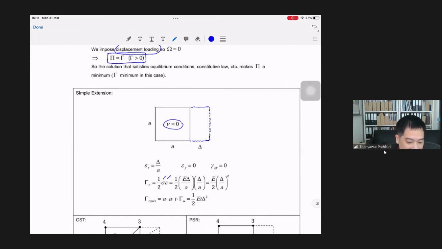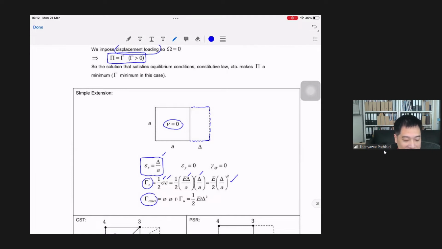And the strain, in this case, you only have one strain component, epsilon x. Based on this strain, you can compute stress by multiplying it with Young modulus. So this is stress, this is strain, and you compute the strain energy density function by computing this. So at any location, you see this strain energy of this term.